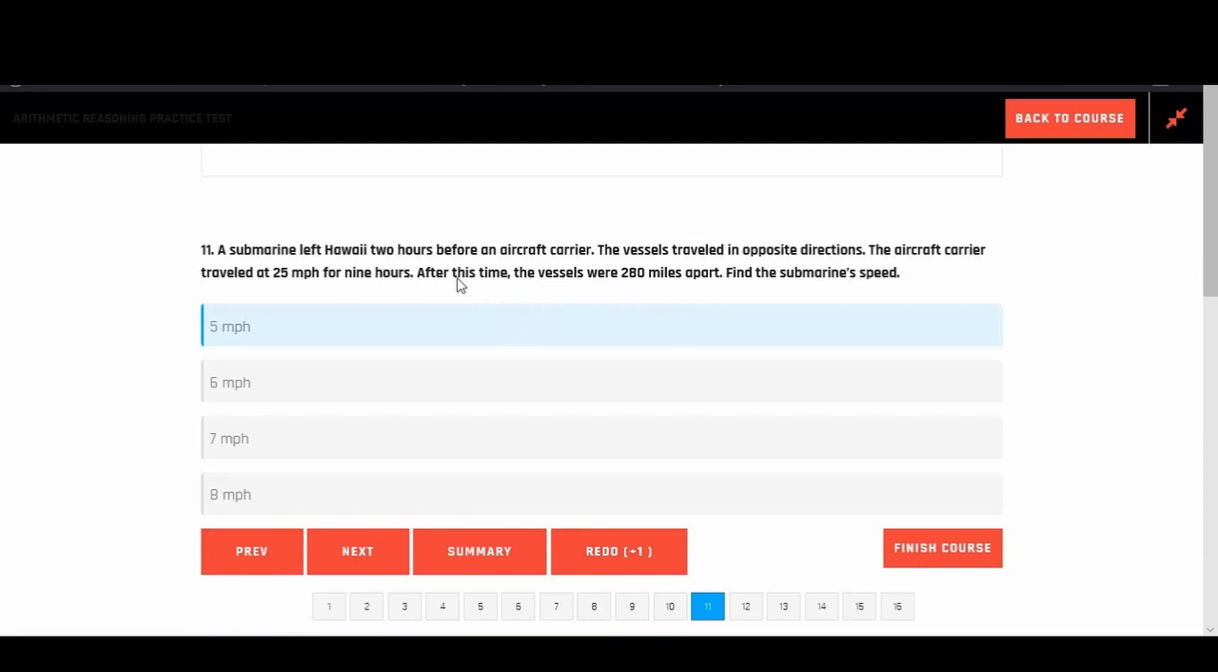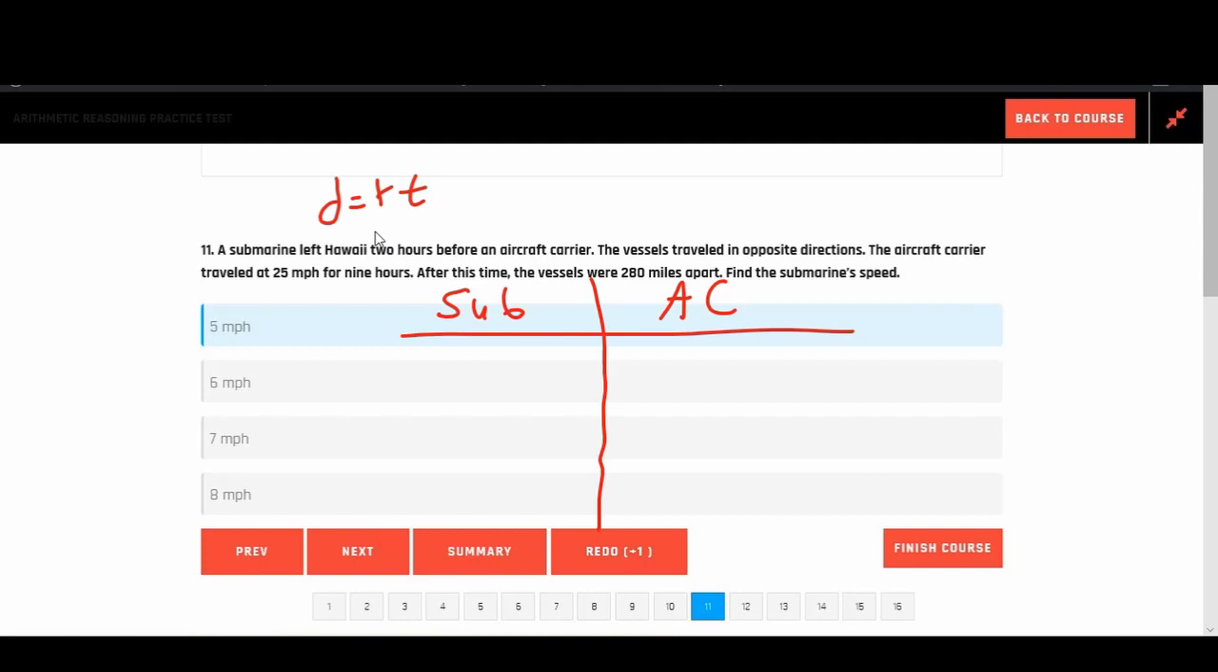So I'm going to break this down. We have a sub and an aircraft carrier. We know, if we've paid attention, that we have all the elements of the distance equals rate times time formula. We just have to figure out how to apply them. And in this case, we're not doing a combined rate problem. We have to figure these out separately.